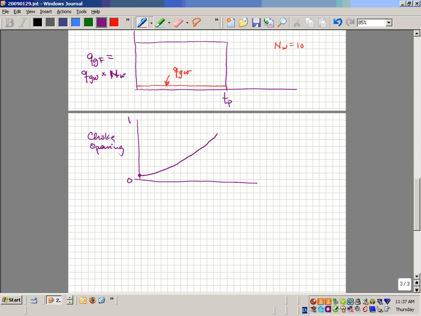And then when we reach plateau, the choke's going to be fully open, and it'll stay that way. Now, what happens to the rate then? The rate's going to then start declining, like that. Okay?